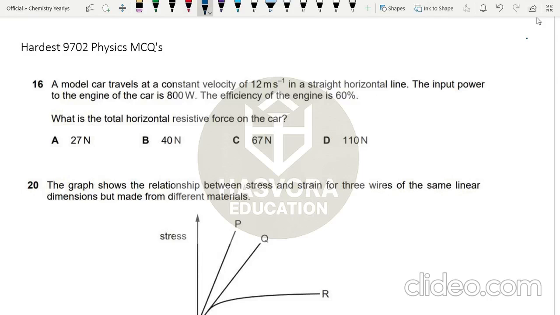Education. Today we'll be solving some of the hardest questions from the 9702 physics. These are 20 MCQs. I'll be trying my best to solve all of them. They are from all the variants of 2024.